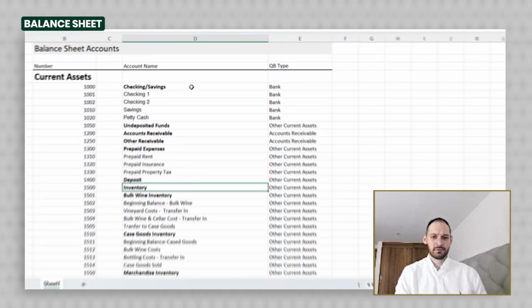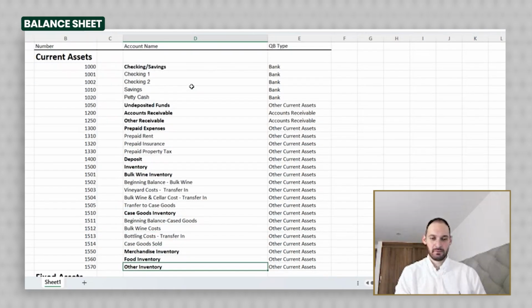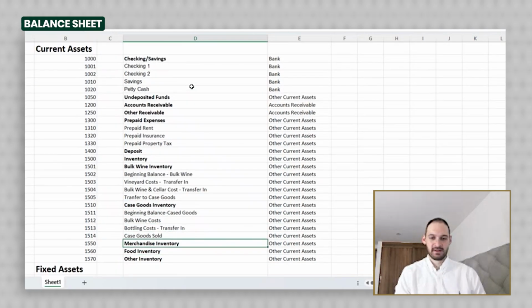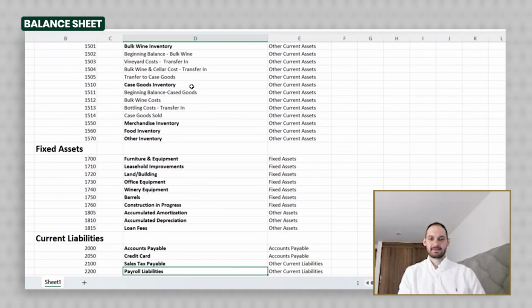Then we have inventory. Inventory could get a little bit complex, but we'll talk about it more once we look at the P&L accounts. There's a flow to it. So we'll talk about that once we get to the P&L. Food inventory, merchandise, other inventory. And then over here, we're looking at fixed assets.